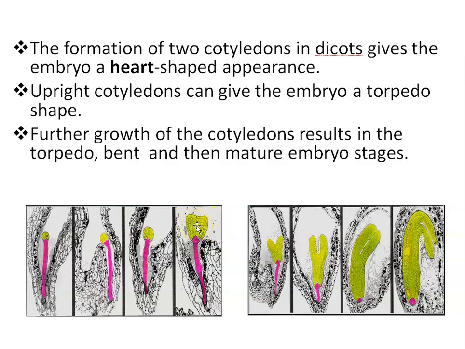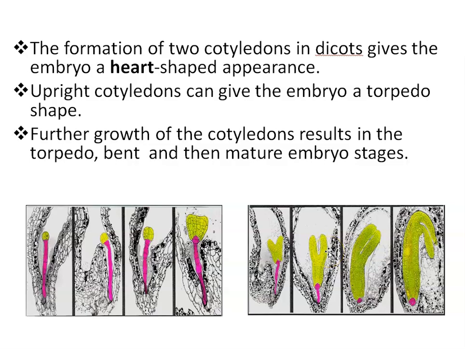The formation of 2 cotyledons, I can see here, 2 cotyledons in dicot gives the embryo a heart-shaped appearance. This is early heart shape and this is proper heart-shaped appearance. So upright cotyledons can give the embryo a torpedo stage. You can see here in this figure, this is torpedo stage.